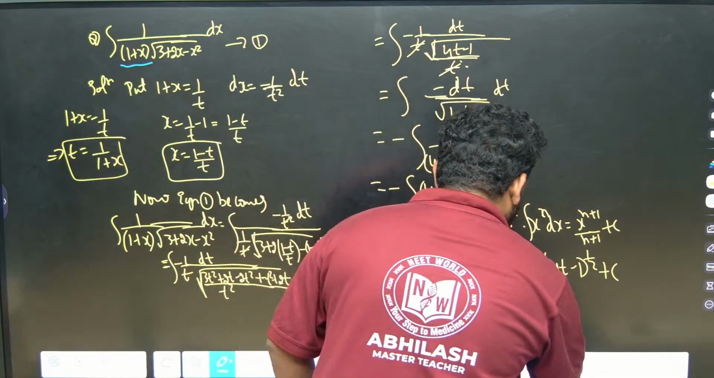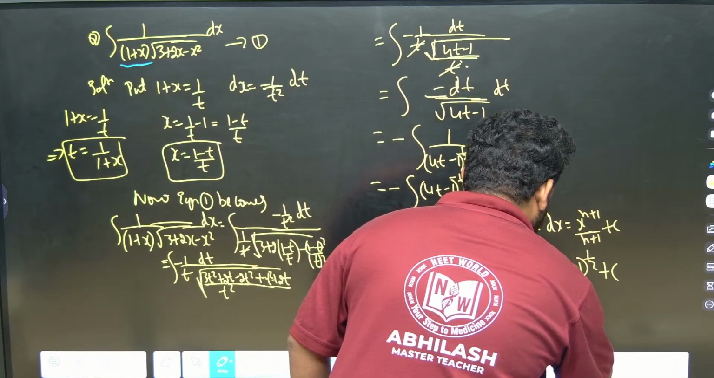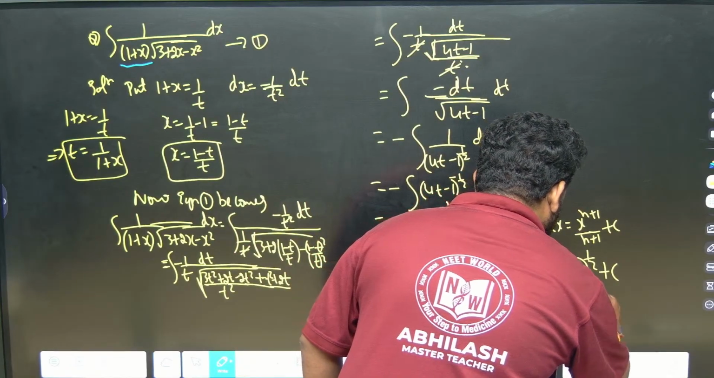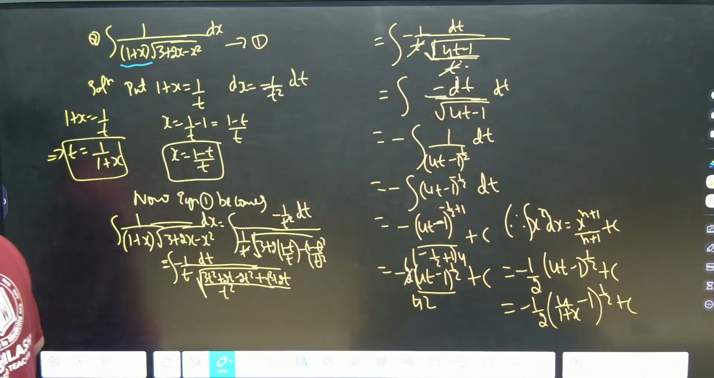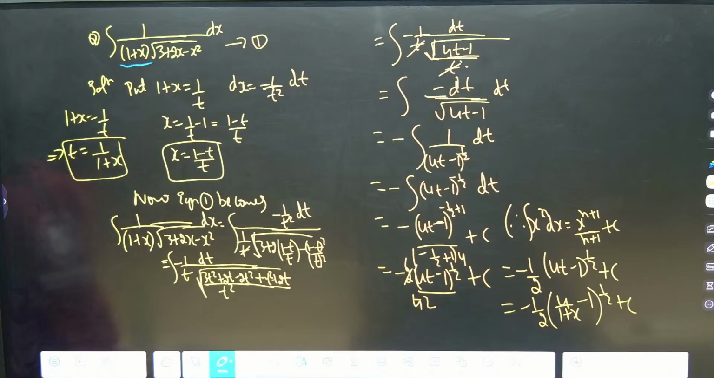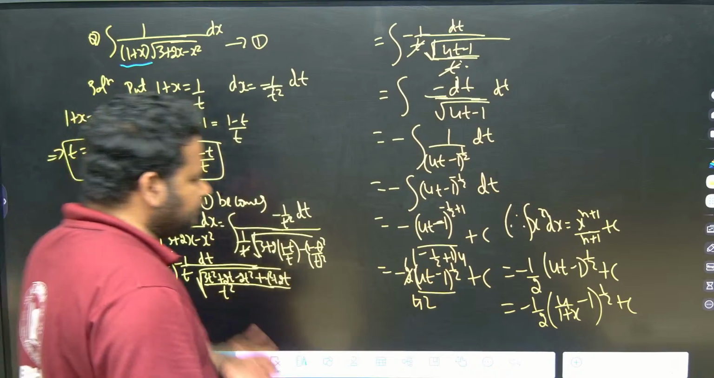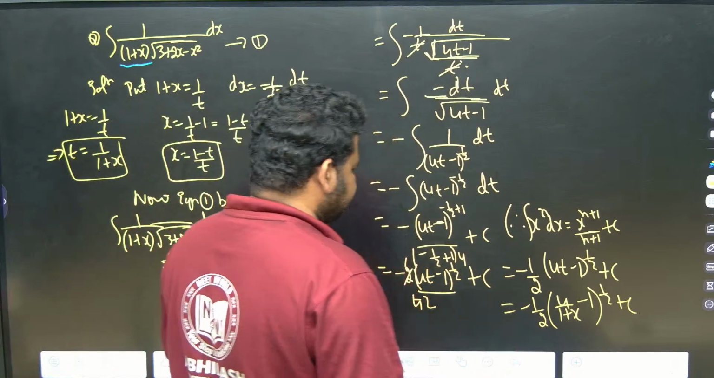So this is minus 1 by 2 into (4 by 1 plus x minus 1) to the power of 1 by 2 plus c. 4 by 1 plus x minus 1, this is what I would be having. Now what can I do, friends? Here I can simplify further, correct?